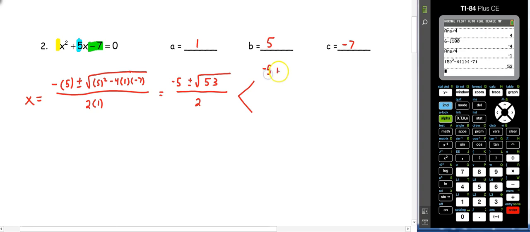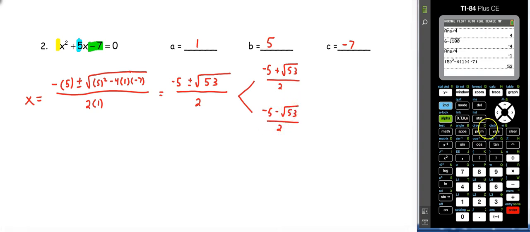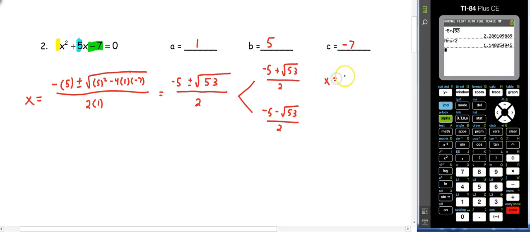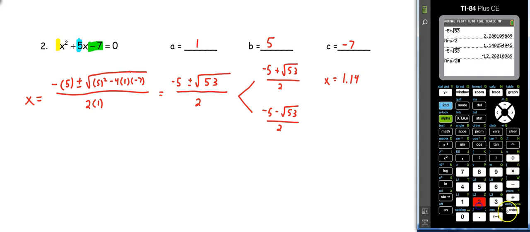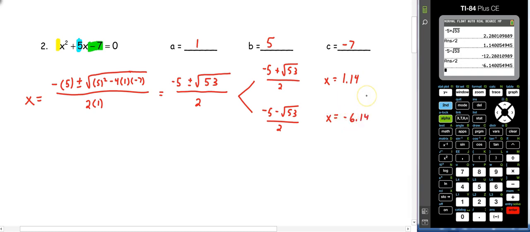So we have -5 plus the square root of 53 over 2, and -5 minus the square root of 53 over 2. So remember, when we're trying to get our solutions, we're going to do the numerator first. So -5 plus the square root of 53 divided by 2. And we get x equals 1.14. And then we have -5 minus the square root of 53 divided by 2. x equals negative 6.14.